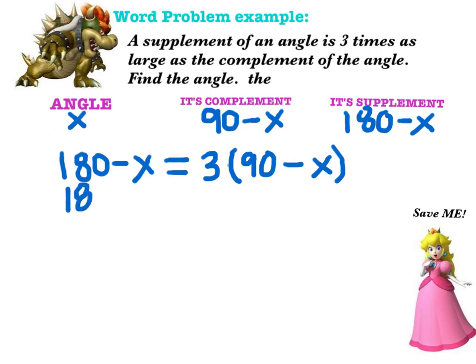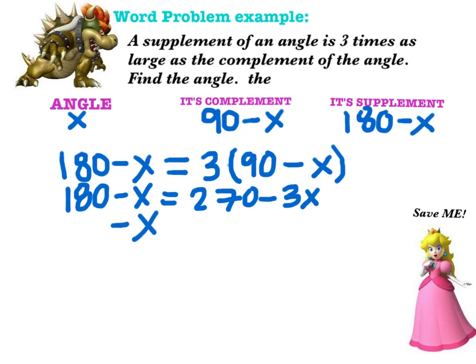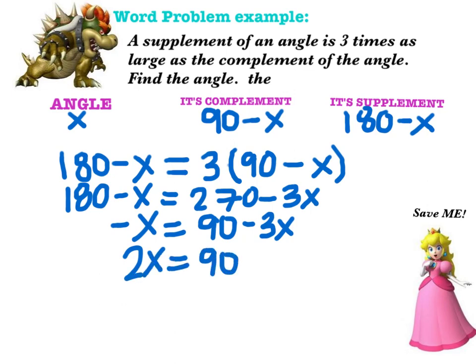I'm going to first distribute. When I do that, I get 270 minus 3x. If I subtract 180 from both sides, I'll get negative x equals 90 minus 3x. If I add 3x to both sides, I'll get 2x equals 90. And if I divide by 2 on both sides, I'll get x equals 45. In this case, x is an angle, so it's 45 degrees. That's your scary word problem, and yes, you saved the princess. Yay!